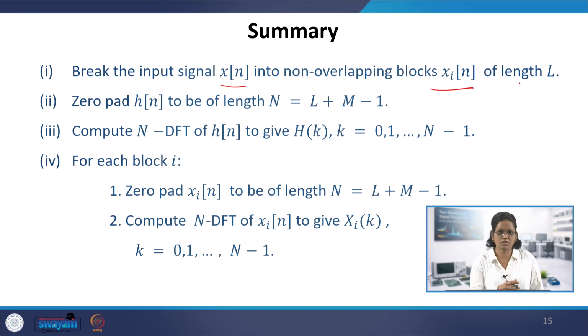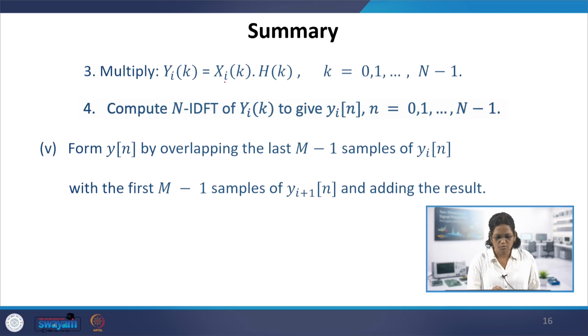So this length is decided by the n, which is known. We can choose L plus m minus 1, and zero pad h of n also to this, because h of n is a small sequence, even in 1D and 2D also. So compute the n-point DFT of h of n to get h of k, and for each block xi of n compute the DFT of it, that is xik. You have to compute x1, y1 corresponding to that, x2, y2 corresponding to that, whatever the length L we have.